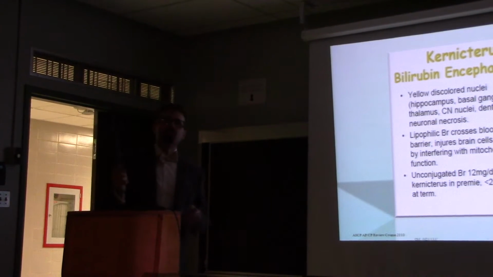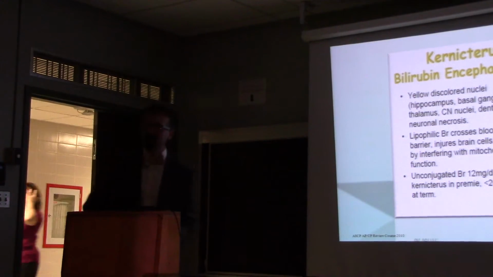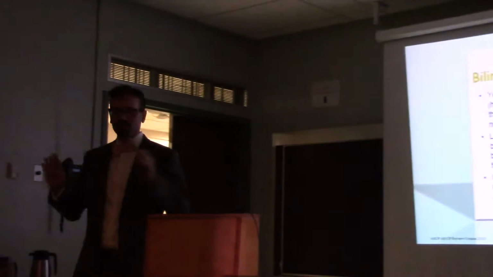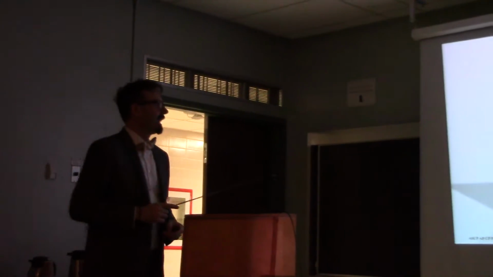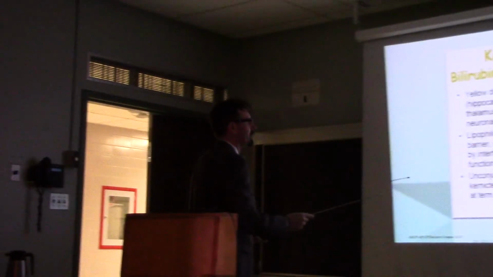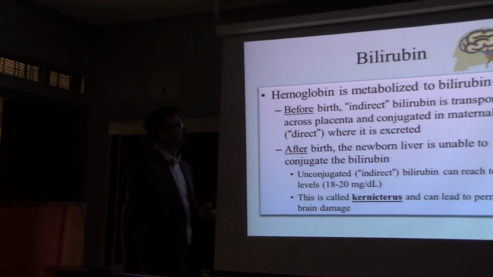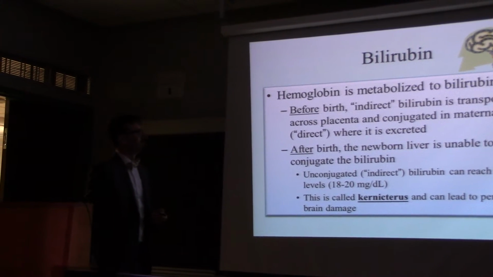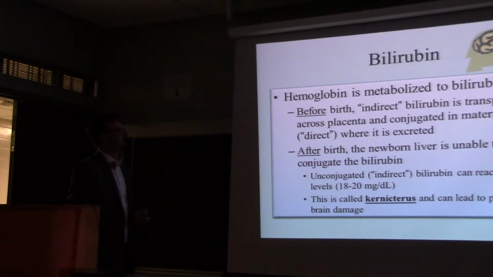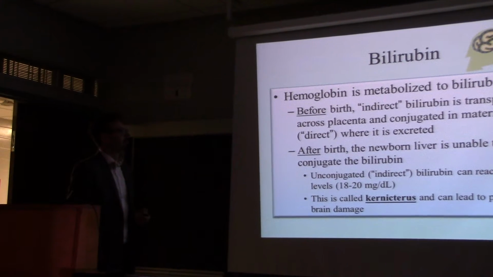So this is what needs to be avoided after birth. What you want to avoid before birth is the hydrops. You want to try to stop them any way you can. What happens after birth is the bilirubin situation. This just briefly goes over what I just said about the bilirubin.